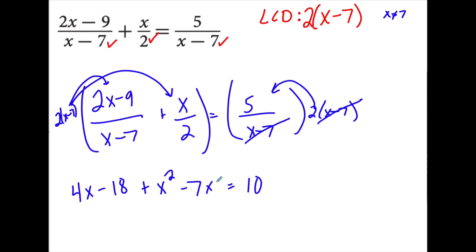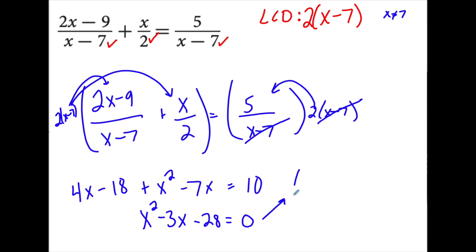Wow, okay. So let's bring this together. I think I'm going to make the right-hand side equal to 0. So I'm going to subtract the 10, and I'm going to combine the 4 and the negative 7. Something like that. Okay, and now I need to solve it.